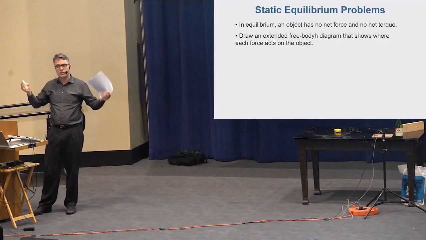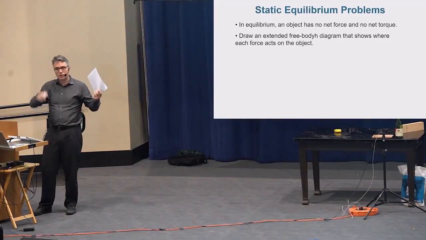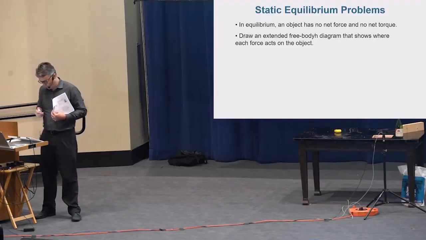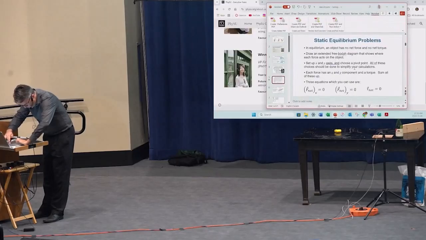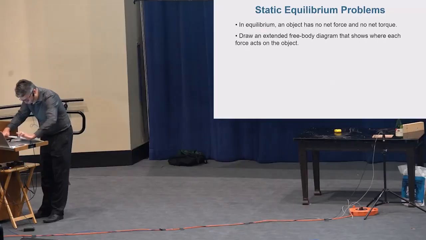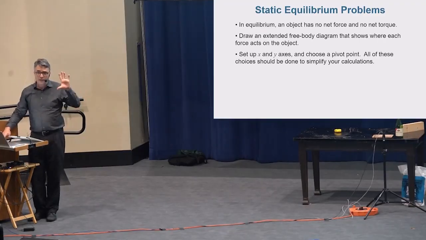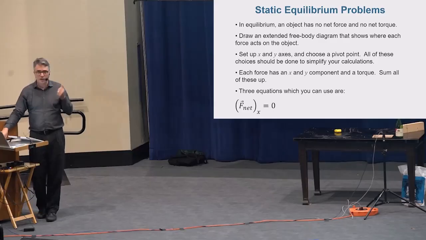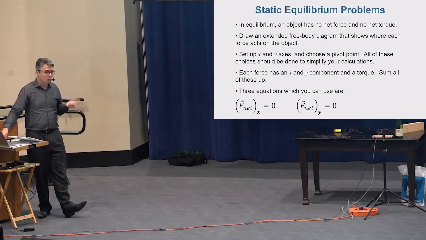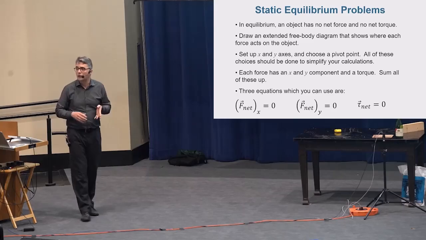So all the external forces have to sum in their x direction to be 0, y direction to be 0, and all the torques, external torques, have to be 0. So what you do is you draw an extended free body diagram, typo there, sorry, that shows where each force goes on the object. Don't forget to define your axes, choose a pivot point, and there's this suggestion that they should be done to simplify your calculations, but it shouldn't. More than one choice will get you the right answer, so don't worry too much about it. And the equations are F net x equals 0, F net y equals 0, and the net torque equals 0.